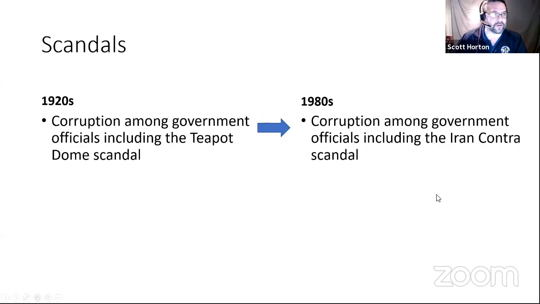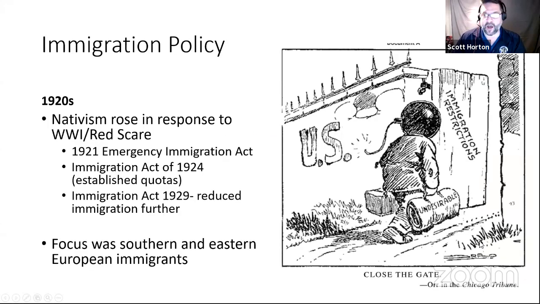So again, another blue arrow here, another connection or similarity between those 2 decades. Immigration policy in the 1920s. The 1920s is a period of nativism, and part of this is really a response to the Red Scare or World War I. And so there are 3 laws that are passed, anti-immigration laws in the 1920s.